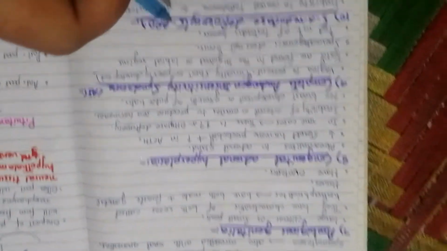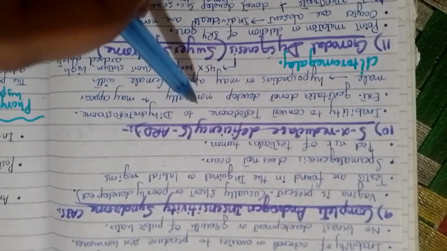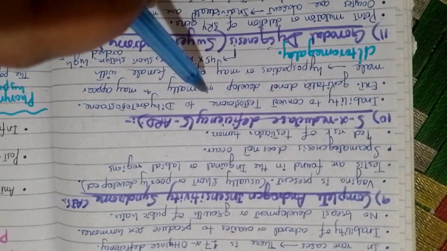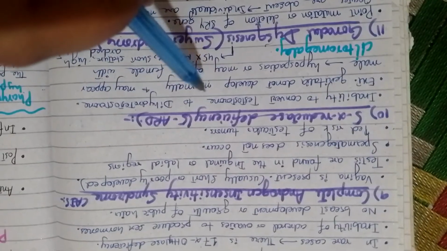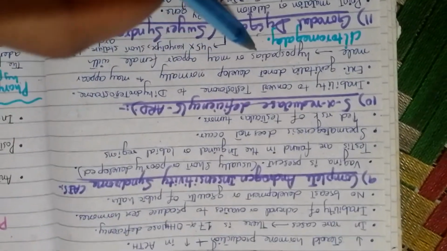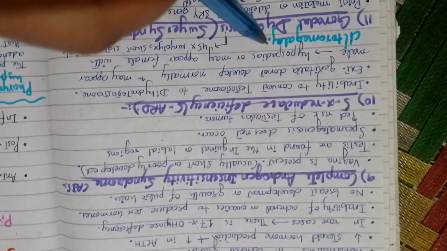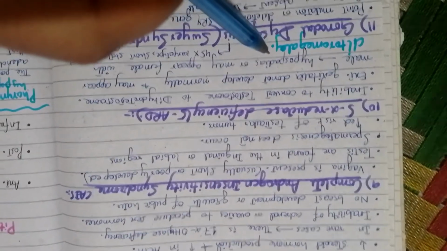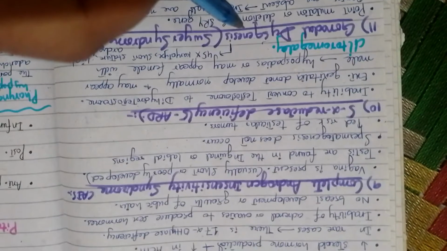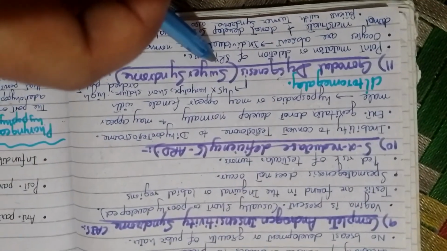Next is 5-alpha reductase deficiency. We have discussed in the previous pages that 5-alpha reductase is involved in the conversion of testosterone into dihydrotestosterone. This conversion will not occur in this case, and the external genitalia do not develop normally and may appear male with hypospadias, which we have discussed, or female with clitoromegaly. The clitoris will be enlarged.